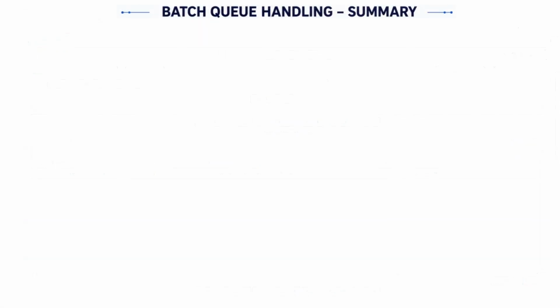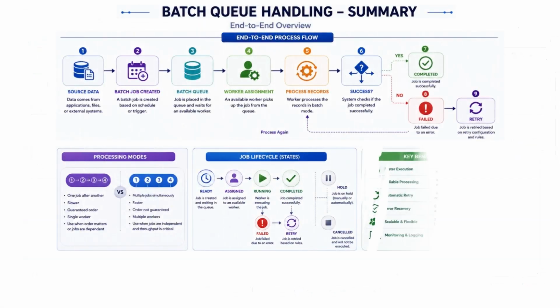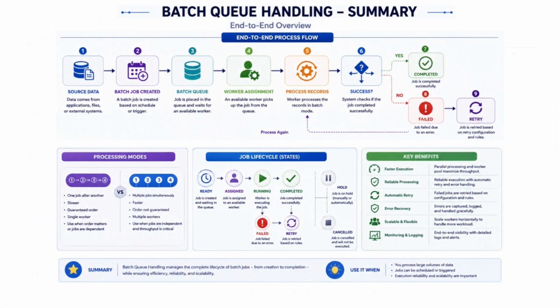Summary. In this video, we learned about queue handling and batch processing. Queues help organize and control batch jobs efficiently. We demonstrated two queue types. EO, exactly once, where each queue is processed independently, and EOIO, exactly once in order, where baskets are processed sequentially to maintain the processing order. Using the right queue type helps ensure reliable processing, better performance, and data consistency.